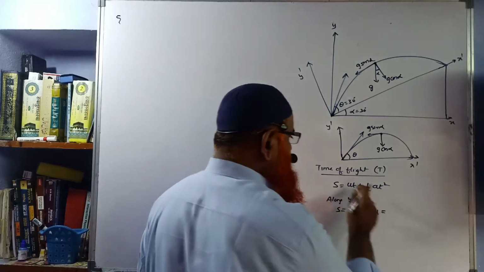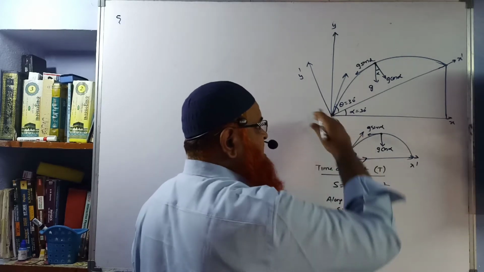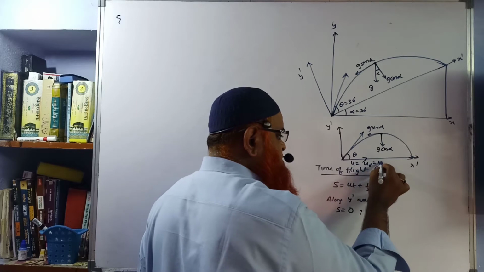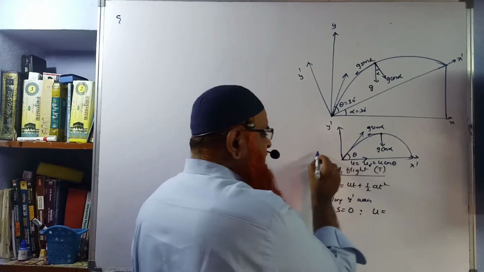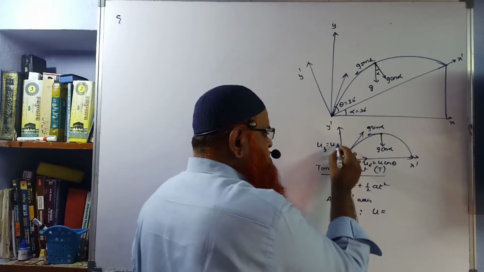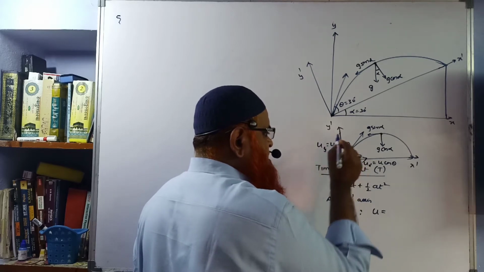Then what is u along this direction? So u is going to become ux dash, which is equal to u cos theta, and uy is going to be u sine theta along the y-axis.